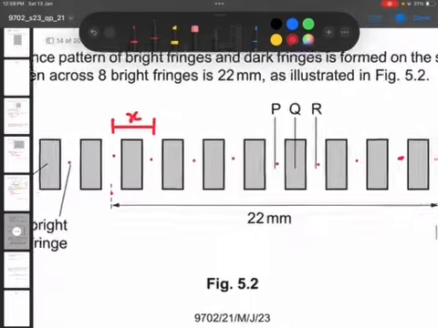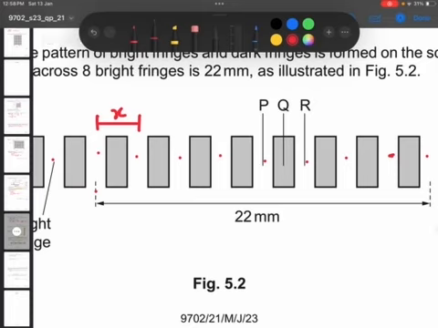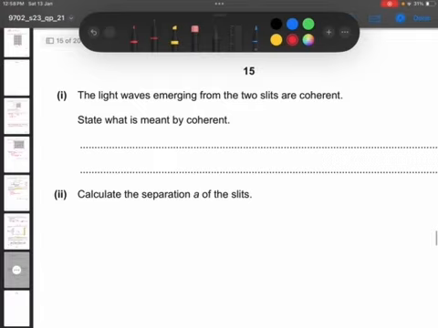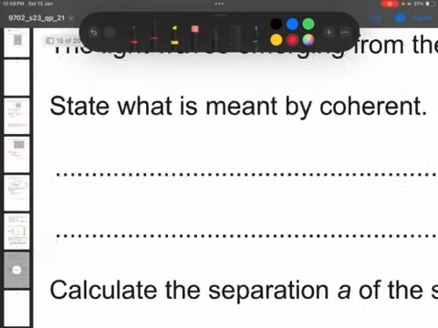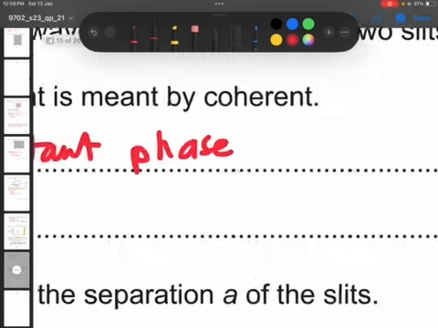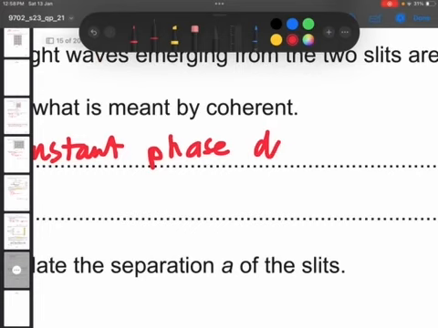So if we are given that the distance across 8 bright fringes is 22 millimeters, if we want to find x, we would have to divide 22 by 8. Then that will give us x. Okay, so let's go down here. The light waves emerging from the two slits are coherent. That's what is meant by coherent. You must know this one. Coherent simply means that they've got a constant phase difference. There's no need for conjecture or worrying here. Constant phase difference. That's what coherence means.